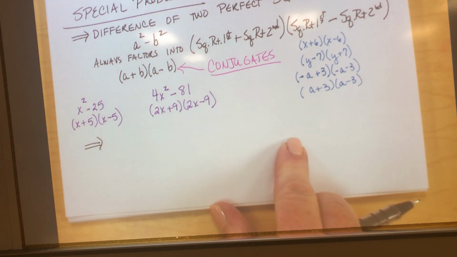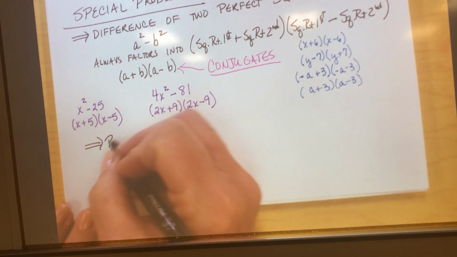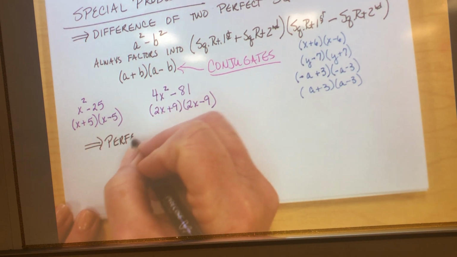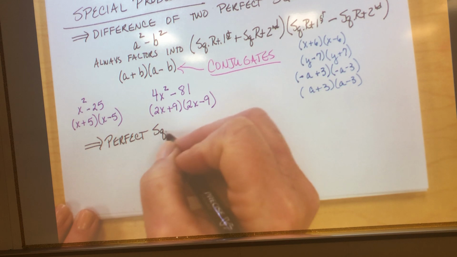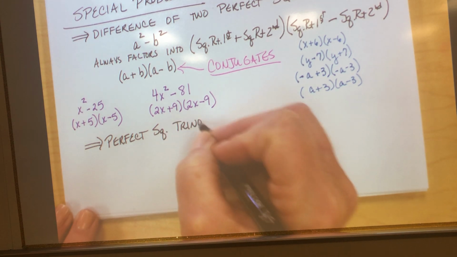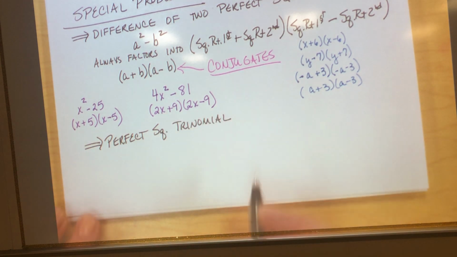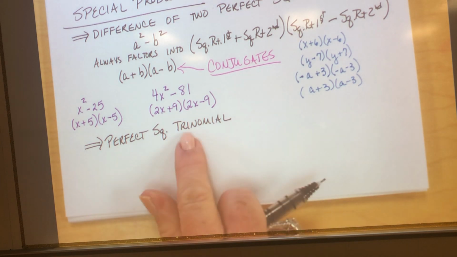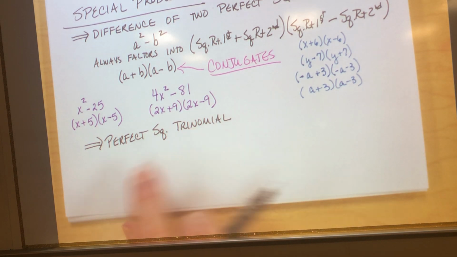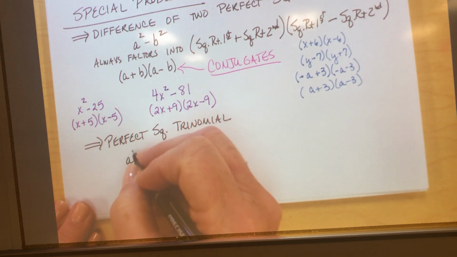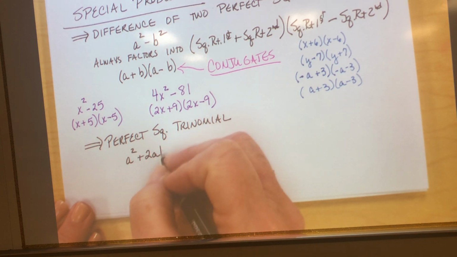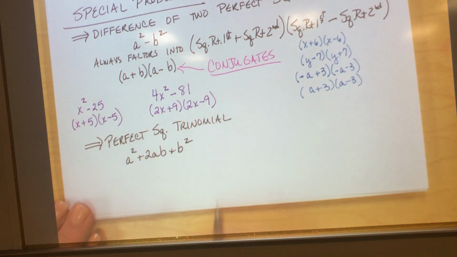So the point is not that you couldn't factor it another way, but that if it is this, I can factor it really fast. So this is called a perfect square trinomial. How many terms is it going to have? 3 terms. Trinomial has 3 terms. The first one looks like this: a squared plus 2ab plus b squared. Oh, I remember this one.